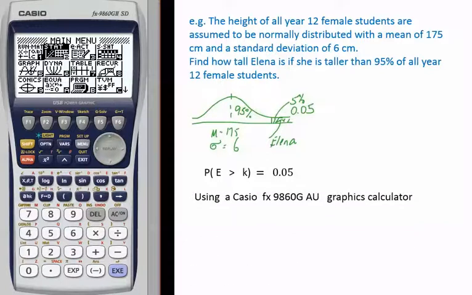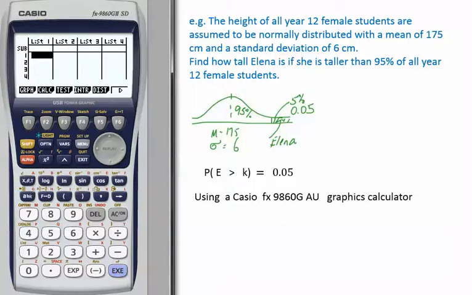So we need to be in statistics mode. We're dealing with a distribution. We're dealing with a normal distribution. And this time, because we're working back from a probability or proportion to a score, a range of scores, we're using the opposite: inverse norm is what we need to choose.